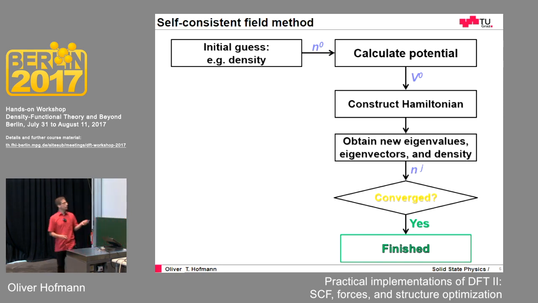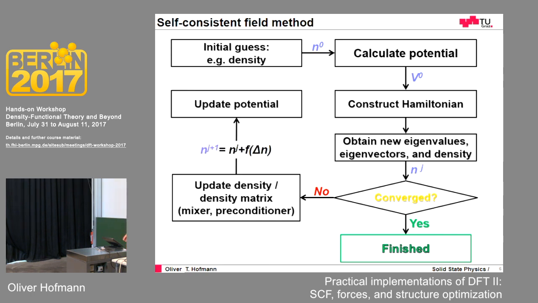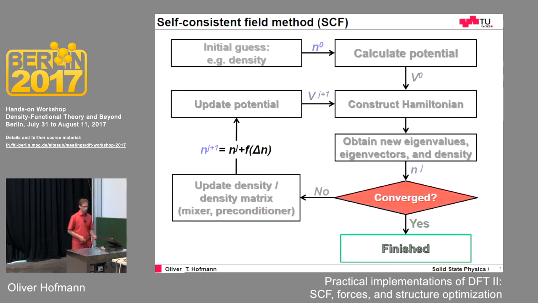But let's say yes, then we would be finished. Typically, after the first iteration, we will not be. And what that means is we need to update what has been our initial guess. We need to get a new density matrix, a new density. And for that, we will apply a mixer or a preconditioner. And with the updated density, we update also our potential, and then we close the cycle and go through it once again. And we go through these cycles repeatedly until we actually are converged and can answer this question with yes. Then we are finished.